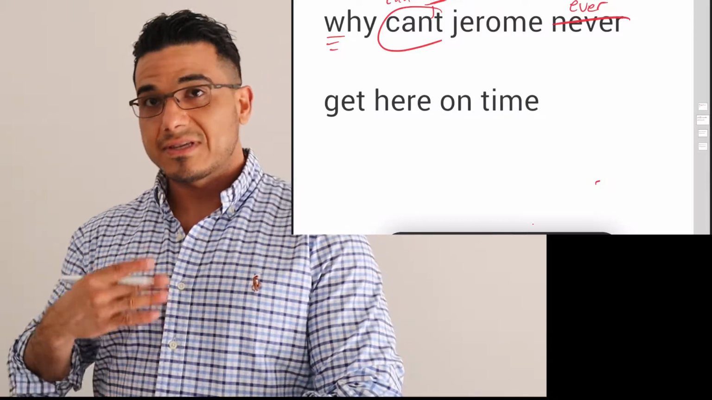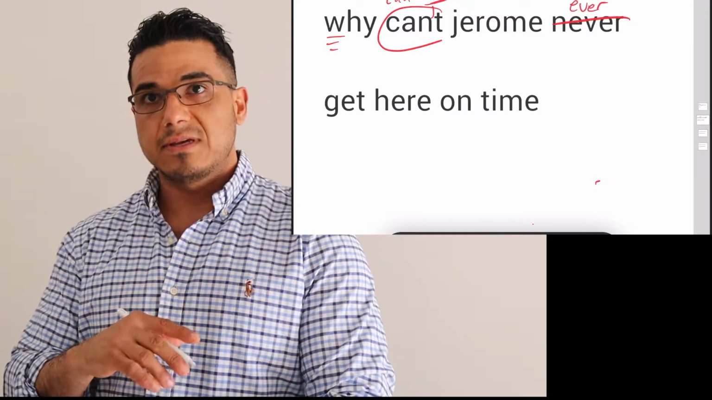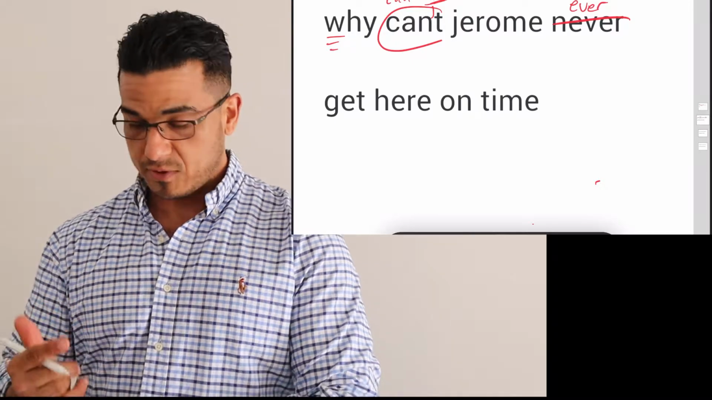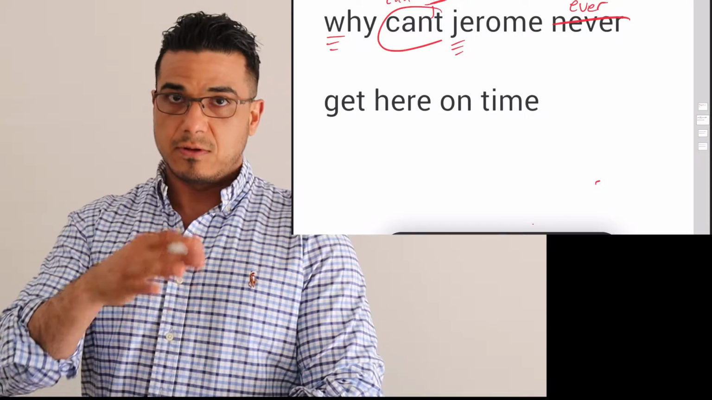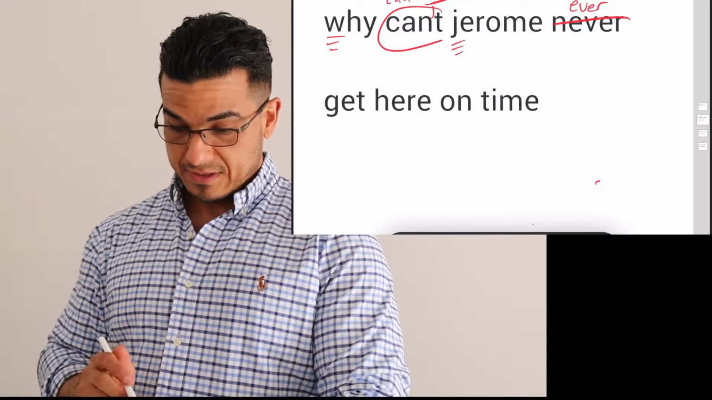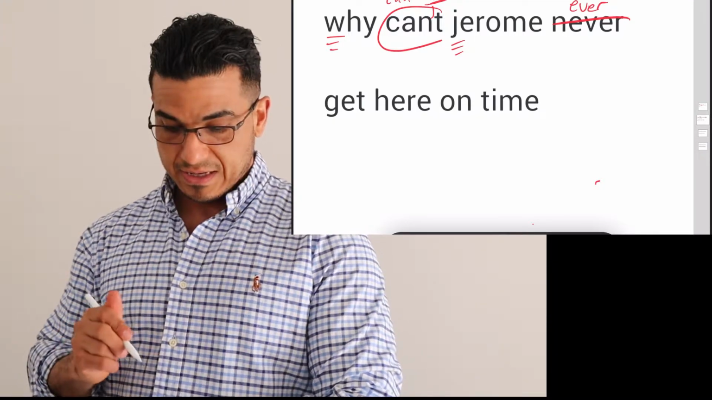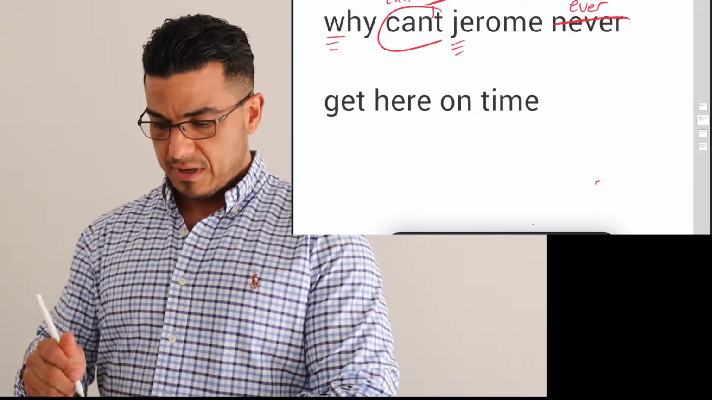Some of you may have noticed that I skipped Jerome. Jerome is what's called a proper noun. It's the name of a person. Therefore, Jerome, or the J in Jerome, must be capitalized. So I'll go back to reread. Why can't Jerome ever get here on time?